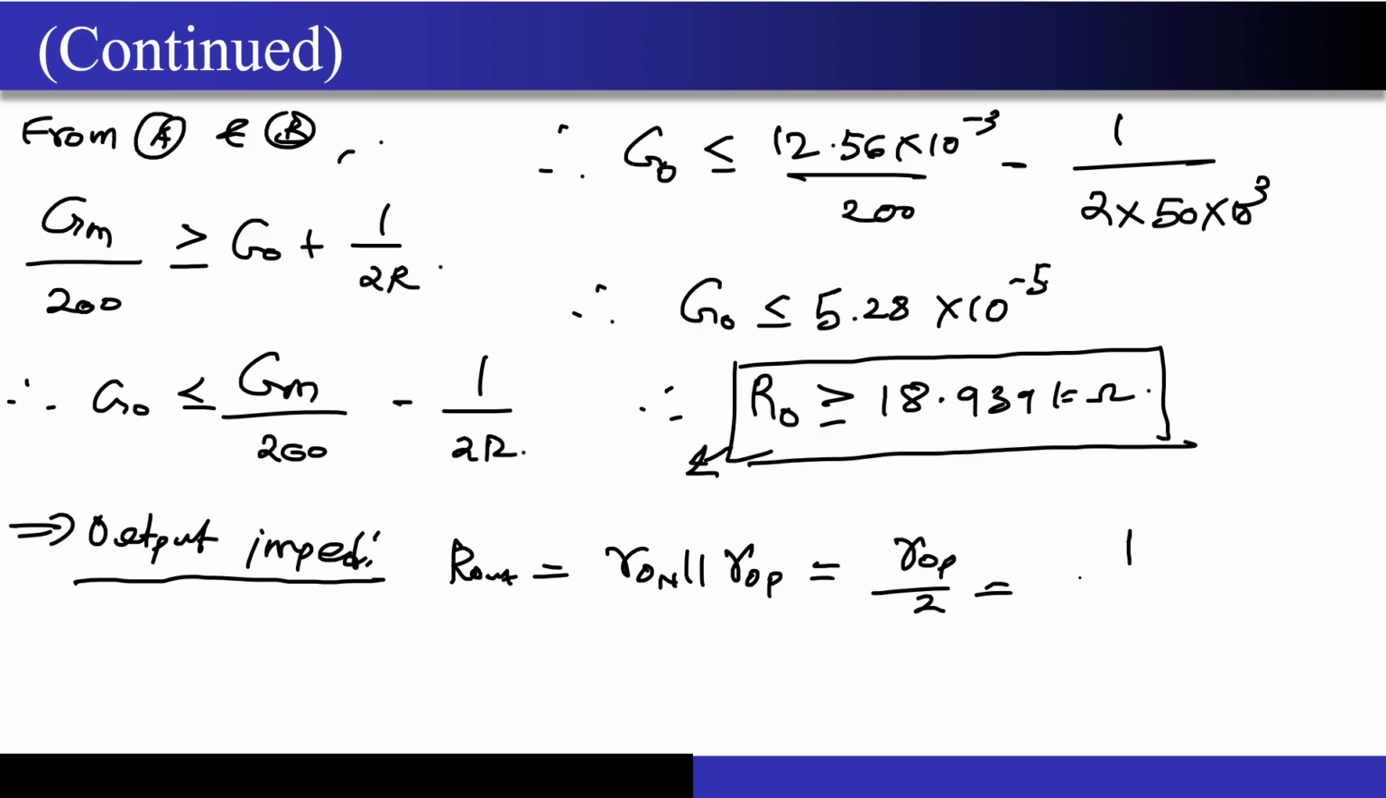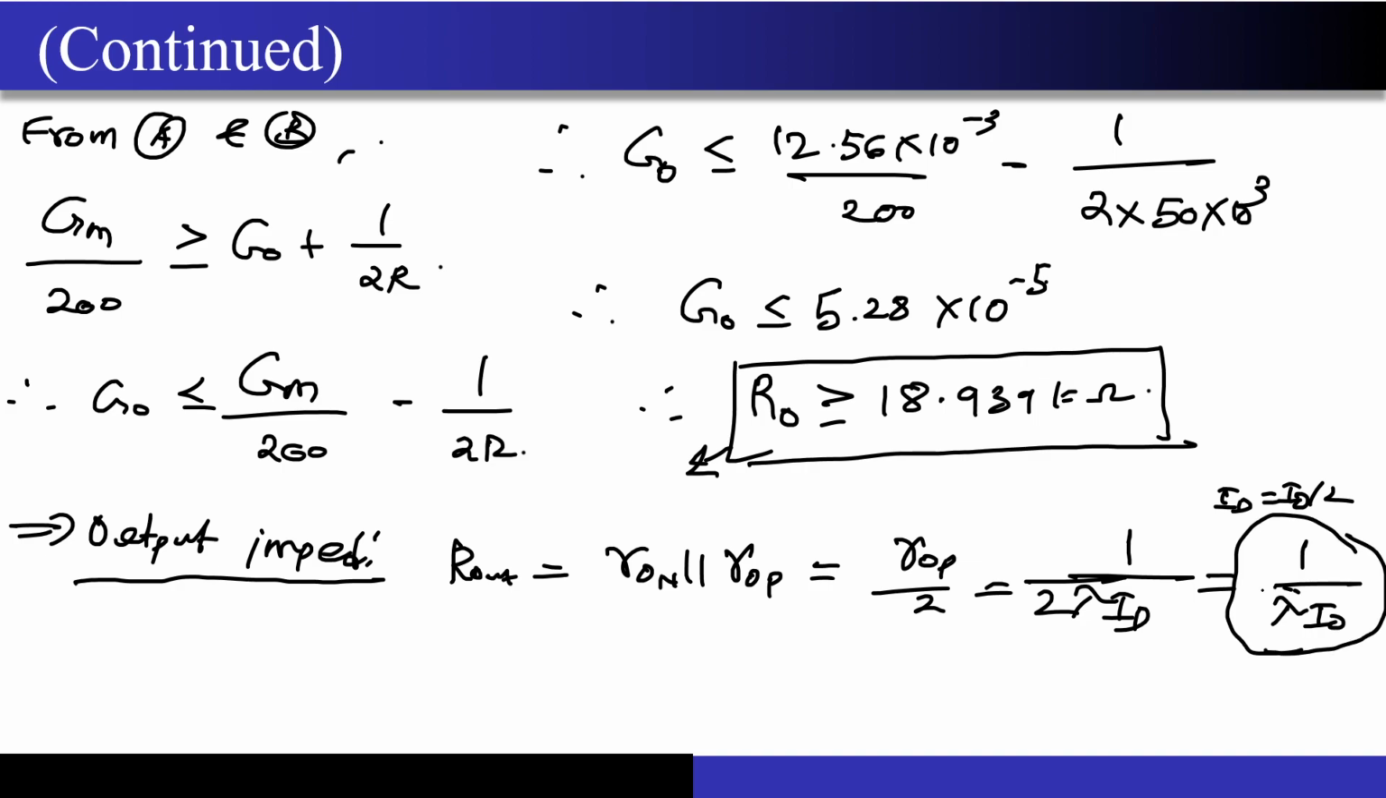Now remember R0 was nothing but 1 upon lambda ID. Correct? R0 was nothing but 1 upon lambda ID. And what was ID? ID was nothing but I0 by 2. Correct? So now this factor will be what? 1 upon, this will just reduce to lambda times I0. Correct? So now if the lambda would have been given to me in the PDK that the professor has provided, from this R0 value, I could have easily got the spec on the I0.